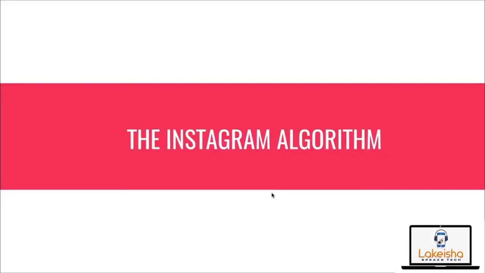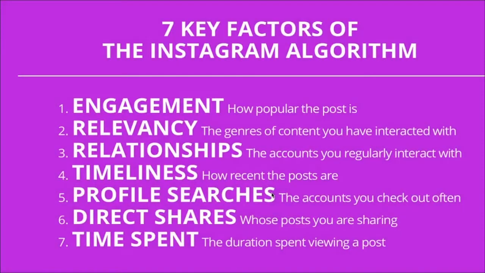Perfect. All righty. Awesome. So the Instagram algorithm, there are 7 key factors that we're going to talk about. It's the engagement, relevancy, relationships, timeliness, the profile searches, direct shares, and the time spent.